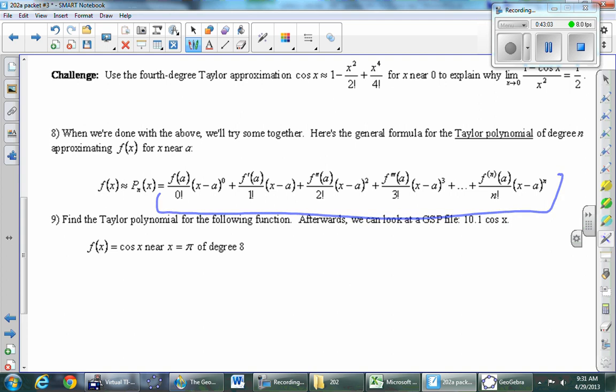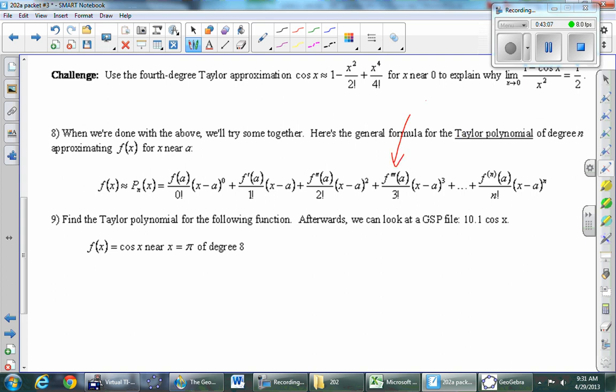So what's going on? First of all, what was the value of a for all the calculations we did? There's an a here, there's an a inside the function. It was 0 for us, right? We had x squared, x cubed, and we plugged 0 into all those derivatives. So for the problem we just did, a was 0 throughout.